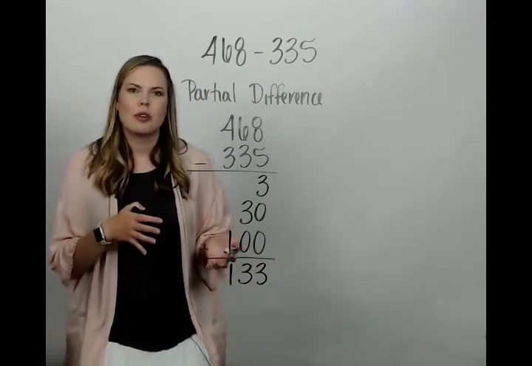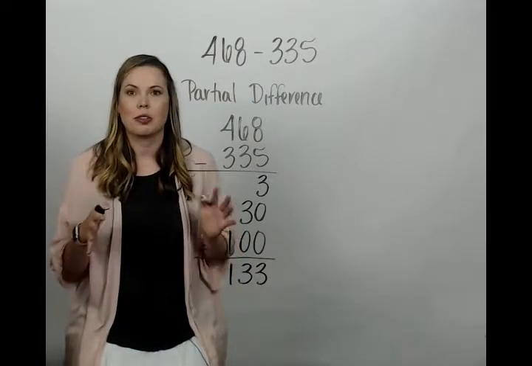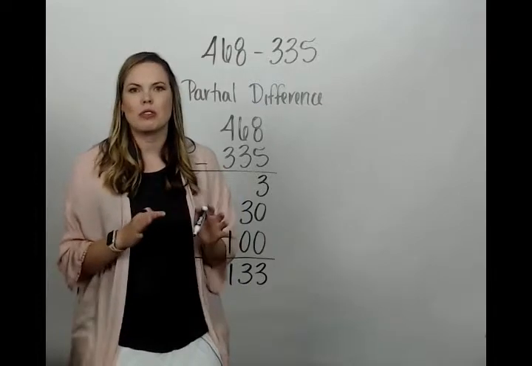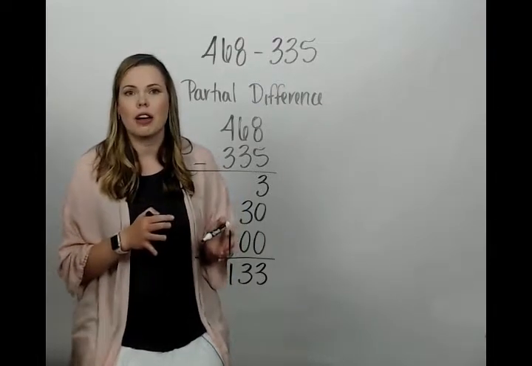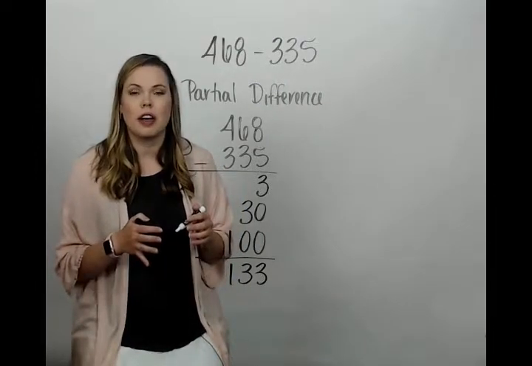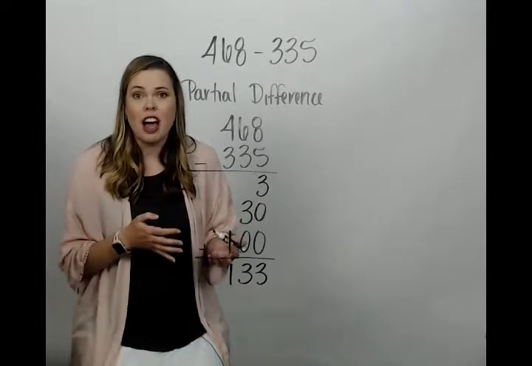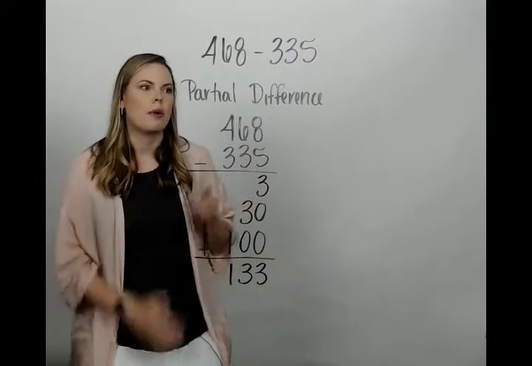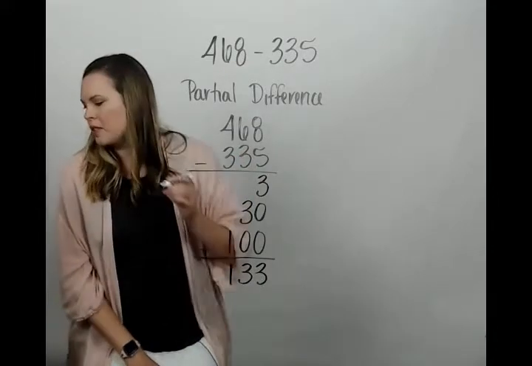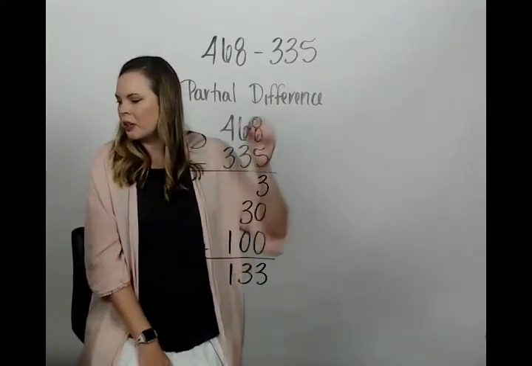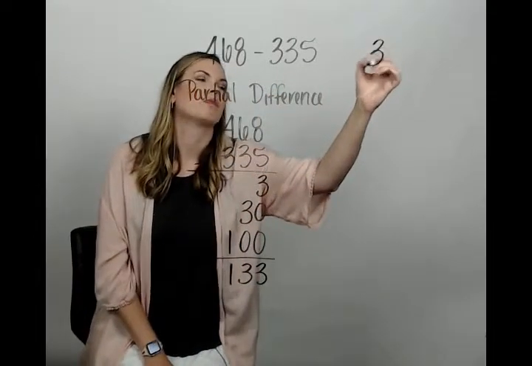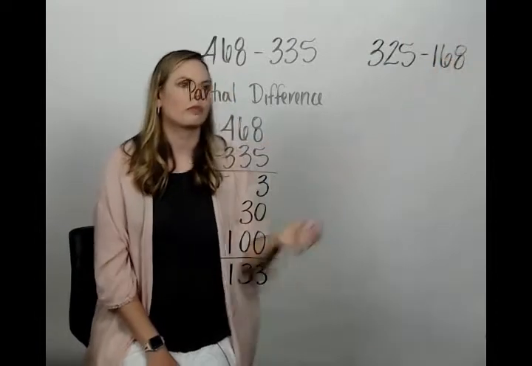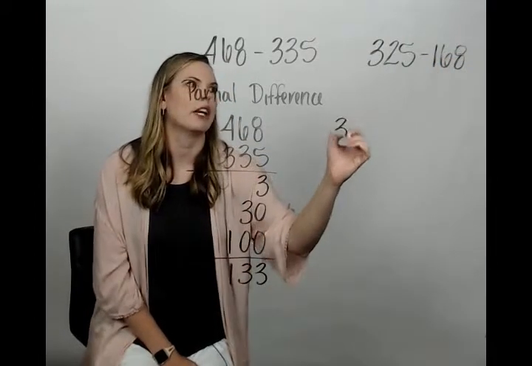But what do we do when, and of course we would do a lot of practice with this before moving on, but what do we do when we need to borrow from another place value, or we don't have enough units to subtract 5 units, for example? So we'll do another problem. Let's do 325 minus 168. Okay, I'll set that up again vertically.